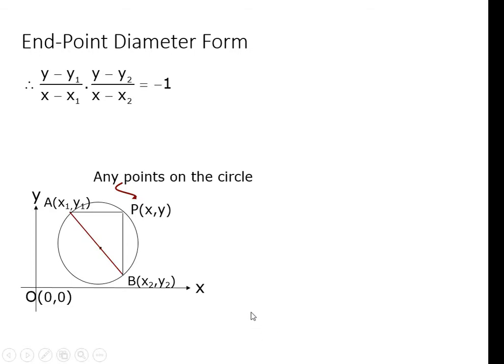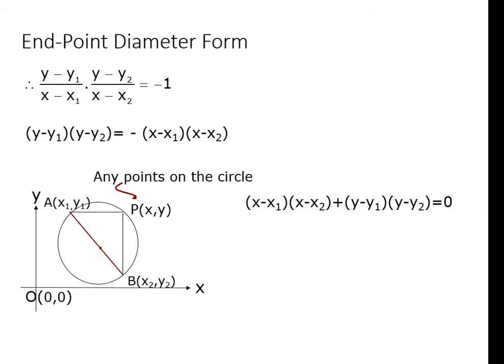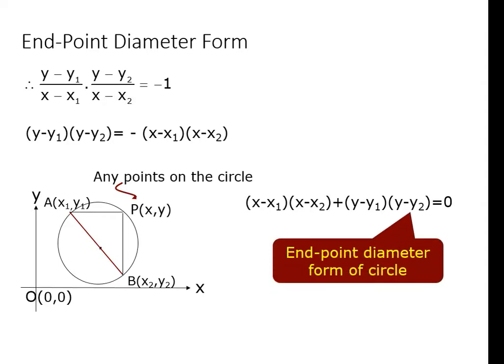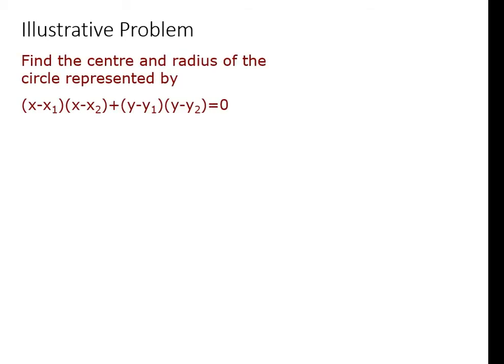So that means (y minus y1) over (x minus x1) into (y minus y2) over (x minus x2) is equal to minus 1, and on multiplication we got (y minus y1)(y minus y2) is equal to minus (x minus x1)(x minus x2). On shifting this side we got (x minus x1)(x minus x2) plus (y minus y1)(y minus y2) equals 0. This is diameter form. Now some questions related to diameter form.